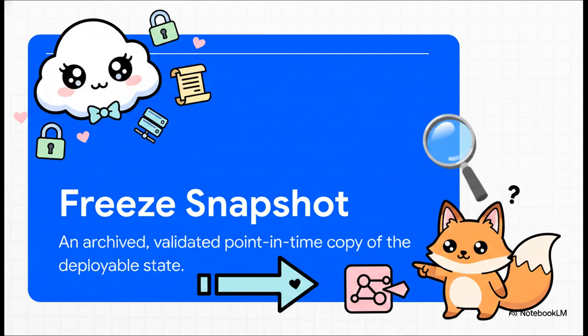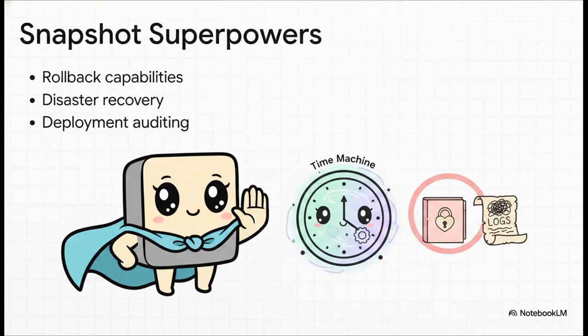Now, I really want to highlight how this differs from a simple Git commit. Git tracks your code changes, right? But a freeze snapshot captures your entire deployable universe, the code, the manifest, the required folder structure, exactly as it needs to exist to run successfully on a completely fresh machine. These freeze snapshots are safely stored as off-site backups in Dropbox, and they effectively give you superpowers.